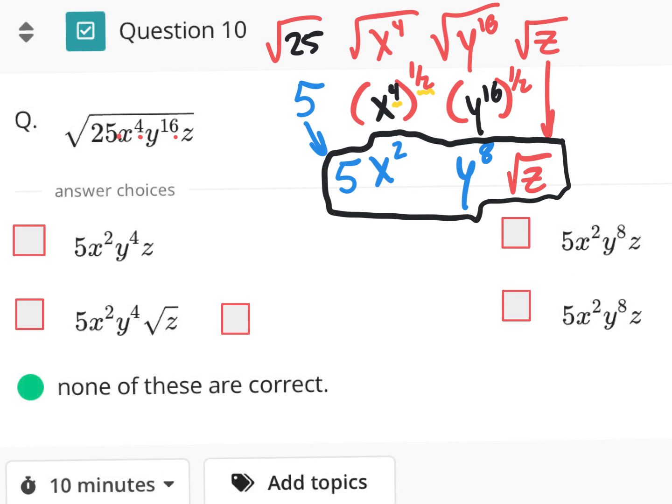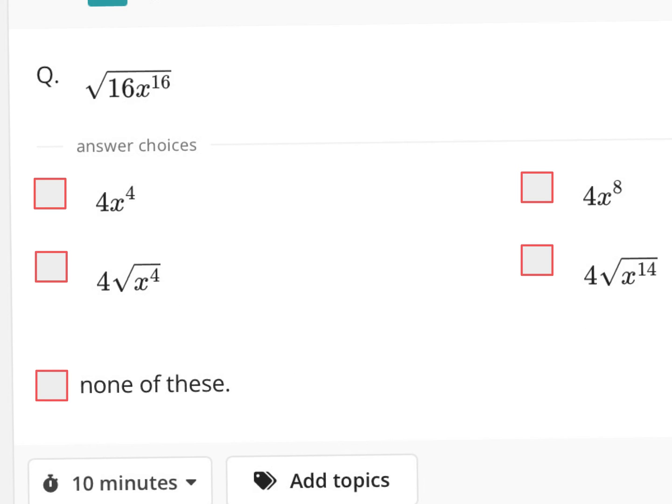I'll change that later. Moving on. So again, we're going to show our work here. The square root, we're going to split that to the 16 and then the square root on the x to the 16th as well. So we have the square root of 16, and we also have the square root of x to the 16th.